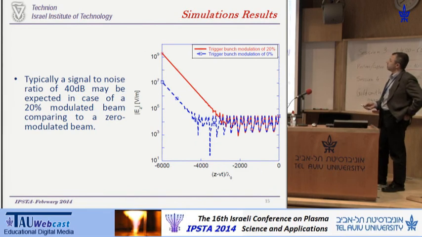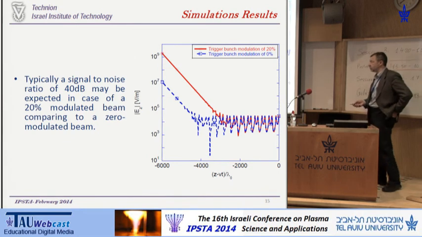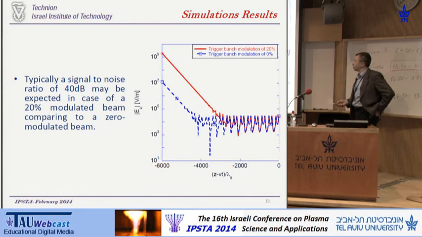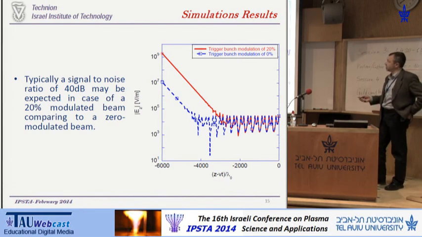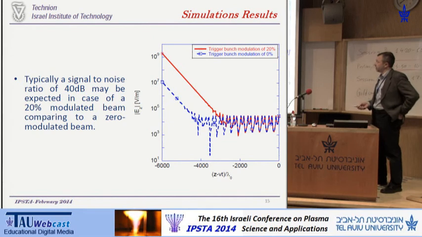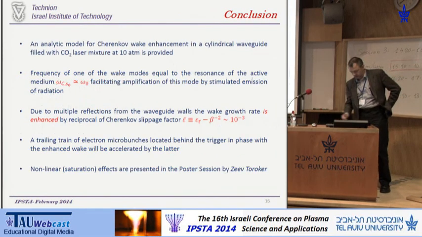Here we observe the effect of modulation of the trigger beam. The red line represents the trigger beam modulated by 20% in density at the resonant frequency of the medium, and the blue line is for a beam of the same charge but not modulated at all. You see that amplification degrades by 2 orders of magnitude.